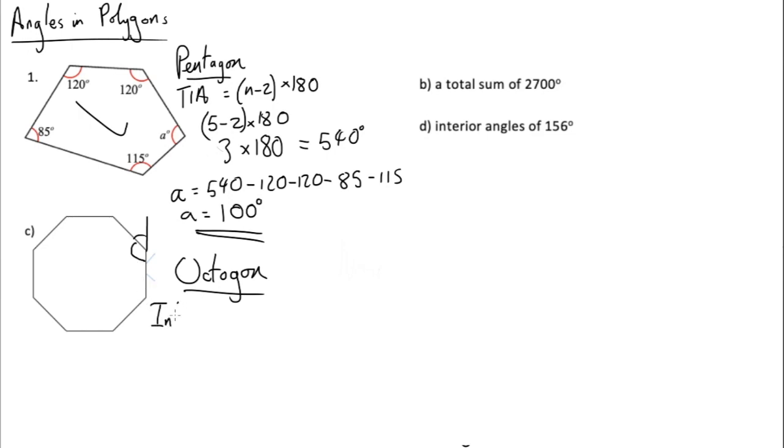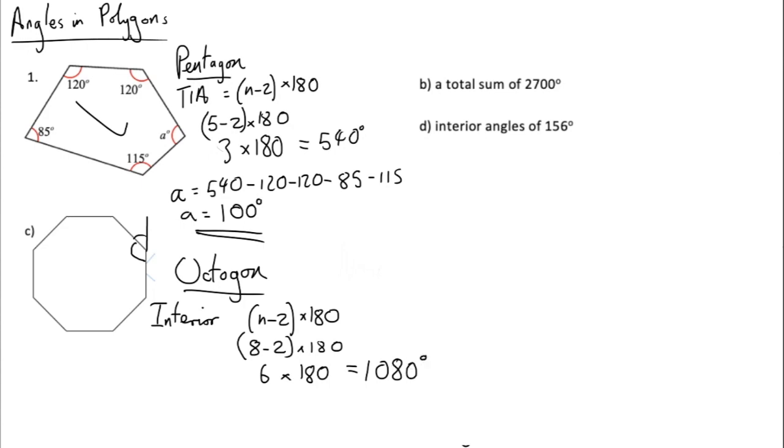So here we go. Interior. Again, use your n minus 2 times 180. What's n? That's 8. So we do 8 minus 2 times 180. So 6 times 180. Right, well, if we know what 3 times 180 is, then we can double it. So that is 1080 degrees. Okay, so for the interior angle, we need to divide that by 8.